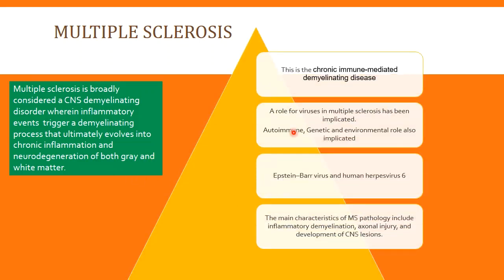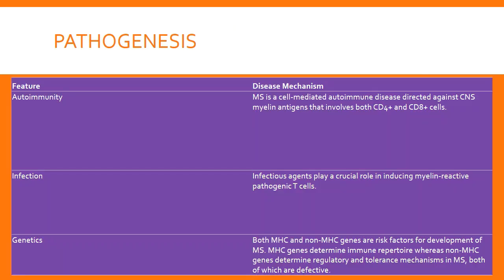Now, multiple sclerosis is a chronic immune-mediated inflammatory demyelinating disease. Okay, there is a role of viruses as well that have been implicated, like the Epstein-Barr virus and the human herpes virus, but the basis of it is inflammation. It is autoimmune, and a genetic or environmental role has also been implicated in this disorder. It is to be noted that the main characteristics of multiple sclerosis include inflammatory demyelination, axonal injury, and the development of CNS lesions. Right?